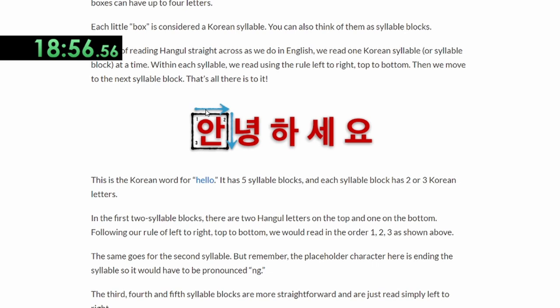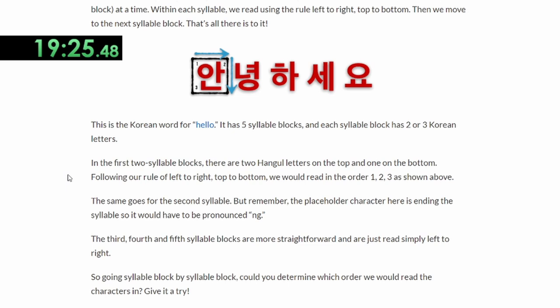And this is the Korean word for hello. It is 5 syllable blocks, and each syllable block has 2 or 3 Korean letters. In the first 2 syllable blocks, there are 2 Hangul letters on top and 1 on the bottom. So, following our rule of left to right, top to bottom, we read in the order of 1, 2, and 3. Same goes for the second syllable.